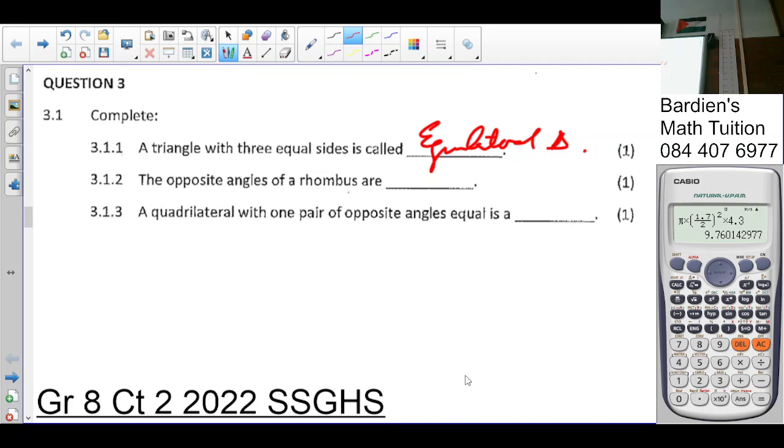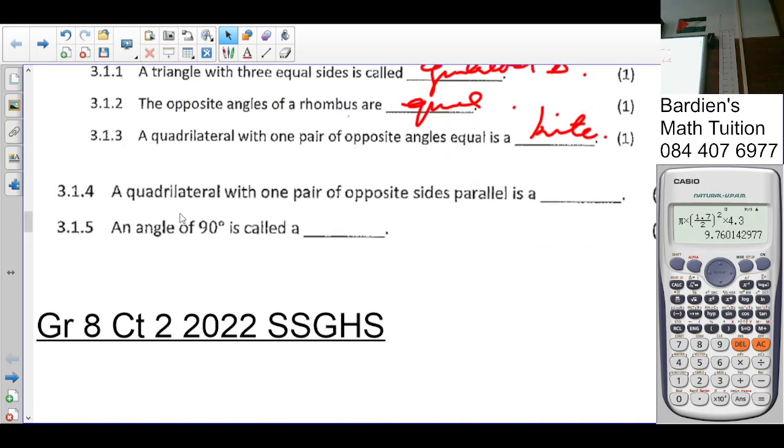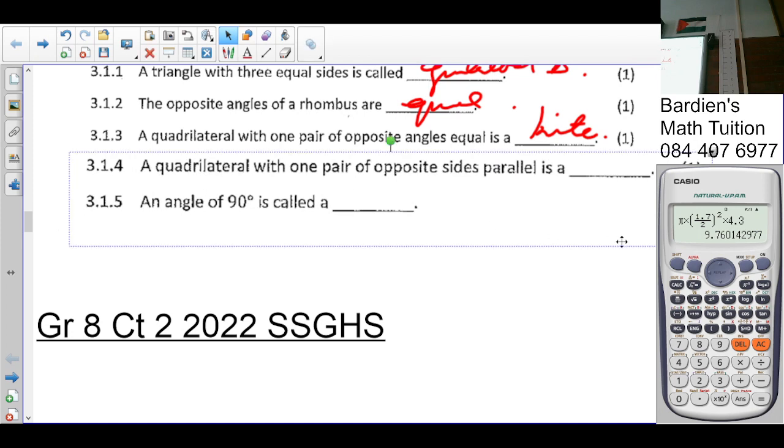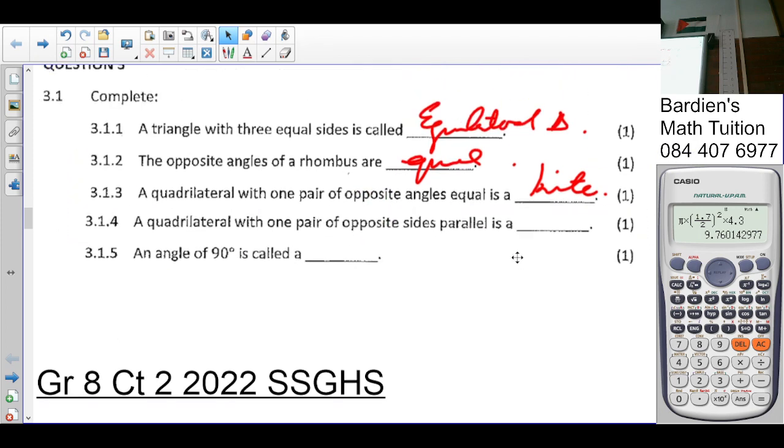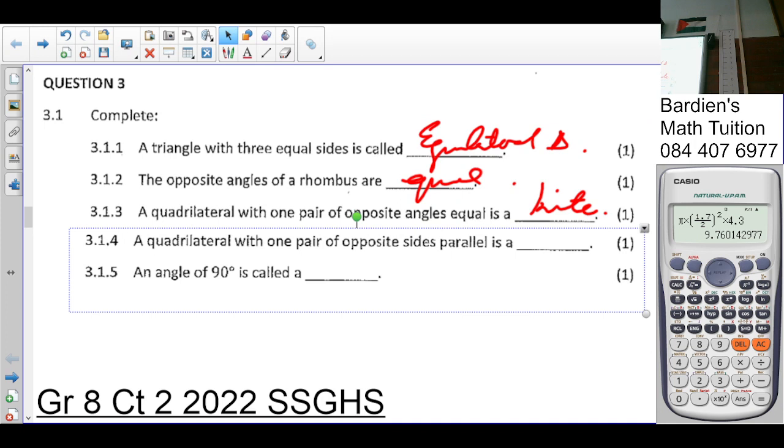Right, the opposite angles of a rhombus are equal. Okay. A quadrilateral with one pair of opposite angles equal is a kite. Okay. Look at the next question. The next question says, a quadrilateral with one pair of opposite sides parallel is a trapezium.